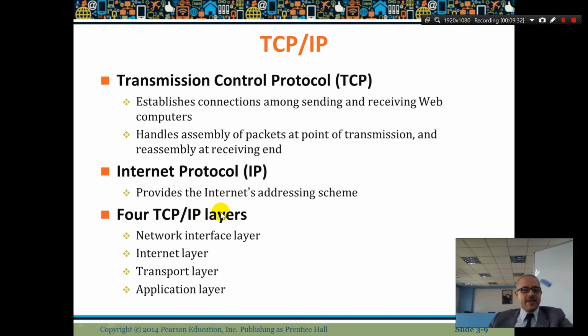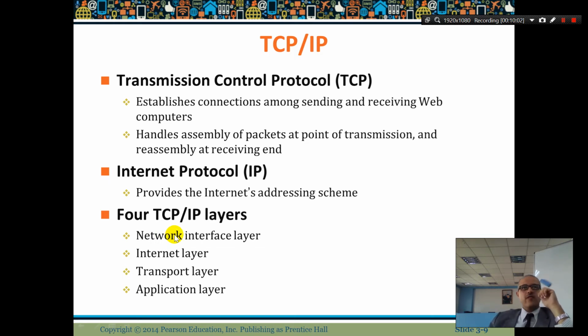For TCP/IP layers, we've got network interface layer, internet layer, transport layer, and application layer. So if you look at the internet, it's got those 4 layers. The network interface layer is what? The browser itself, the client itself. That's when you have a network.